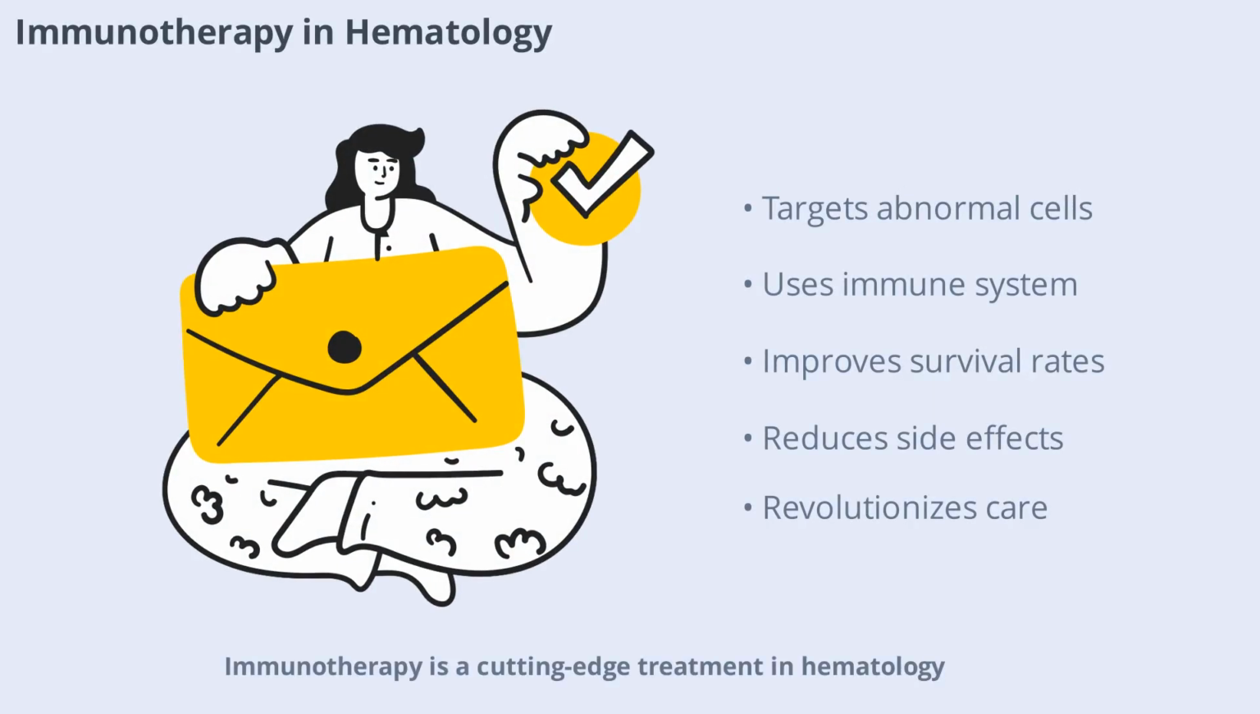Immunotherapy is a cutting-edge treatment in hematology, especially for blood cancers like lymphoma and leukemia. It uses the body's immune system to target and destroy abnormal cells. Hematology incorporates immunotherapy into treatment plans, offering new hope for patients with difficult-to-treat disorders. This approach is revolutionizing care, improving survival rates, and reducing side effects compared to traditional therapies.